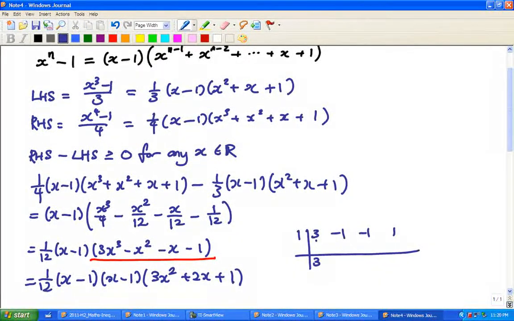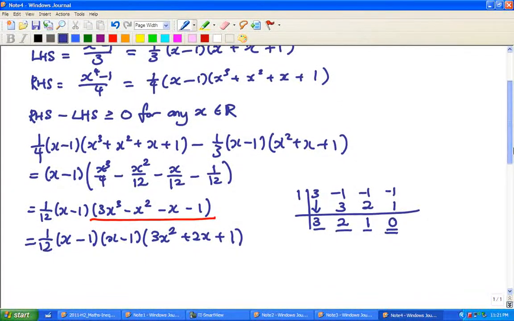So I carry on the method as follows. I bring down the 3. Now 3 multiplied by 1 is 3, so I put a 3 here. Negative 1 plus 3 is 2. So I repeat the step accordingly, and I make sure that, sorry, it should be a negative 1. I make sure that the final number here I obtain is 0. These three numbers, 3, 2 and 1, will form my coefficients of x squared, x and the constant term respectively. So this is what I get.